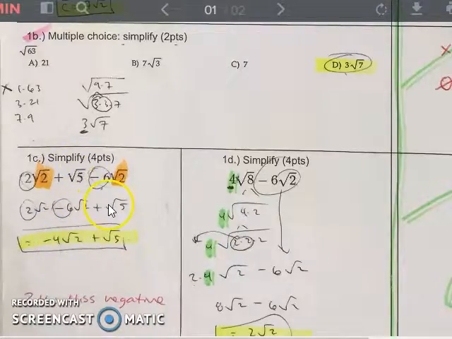Notice how this radical 5 is not a like term, so I can't combine these, and this is your answer: negative 4 radical 2 plus 5. Or you can take this and write it on the right side, 5 minus 4 radical 2. A lot of students are not paying attention to their integers. 2 minus 6 is a negative number, so you left it positive, I took off a point.